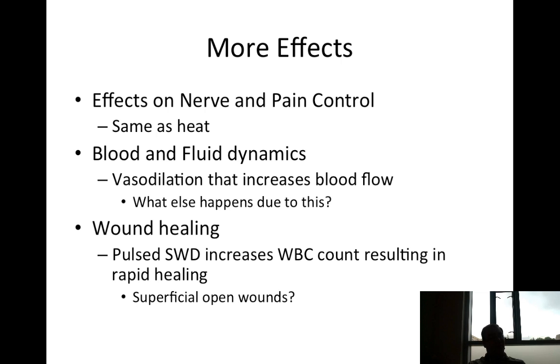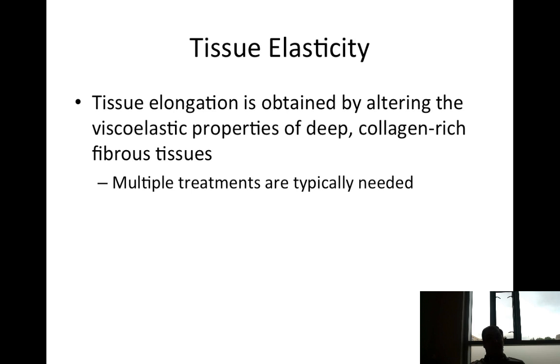Wound healing. I've never used this for wound healing. Pulse shortwave diathermy increases white blood cell count, resulting in rapid healing. Makes sense. White blood cells help with healing, so therefore it should help with wound healing. Does this make sense for superficial open wounds? Maybe. Tissue elongation, or elasticity: elongation is obtained by altering the viscoelastic properties of deep, collagen-rich, fibrous tissues.